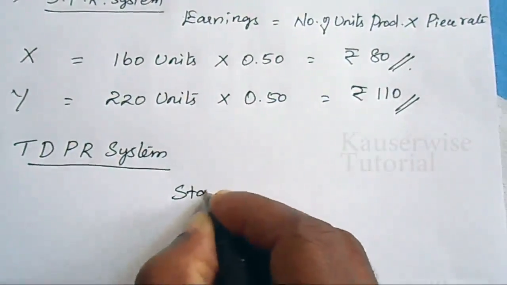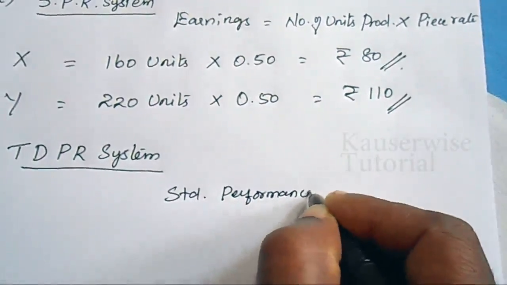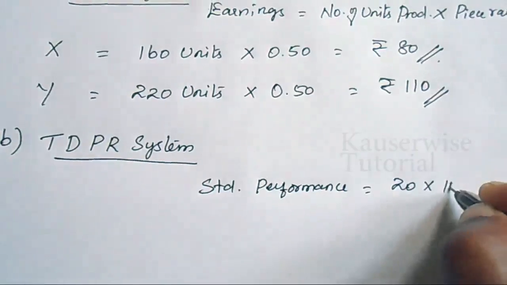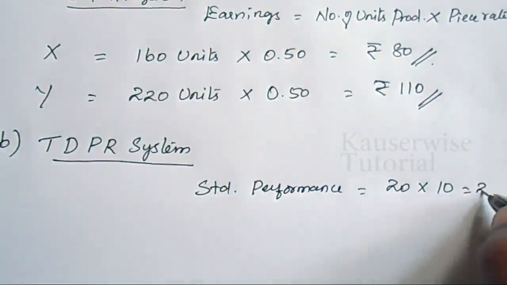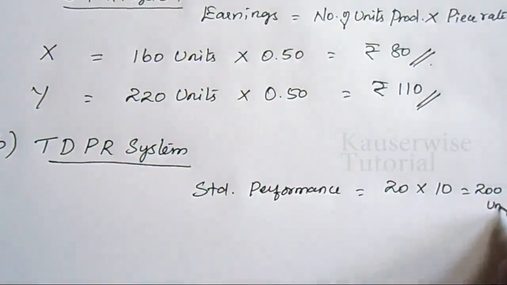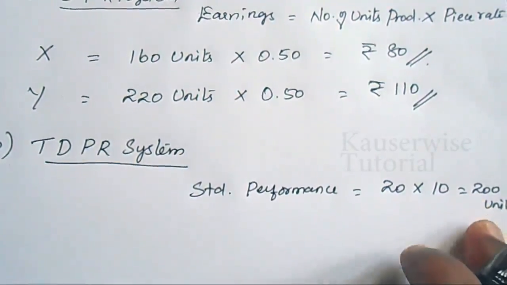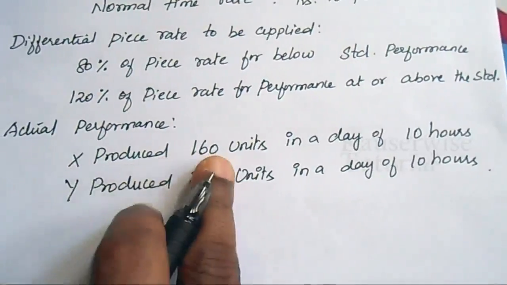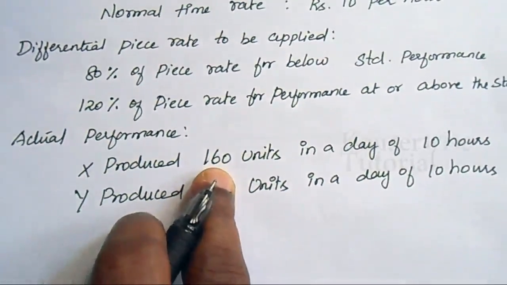The standard performance is 20 into 10 hours. 20 units in 10 hours is equal to 200 units. So they need to produce 200 units. This is the standard. Now compare with the actual. X produced 160 units, which means he is a low performance.